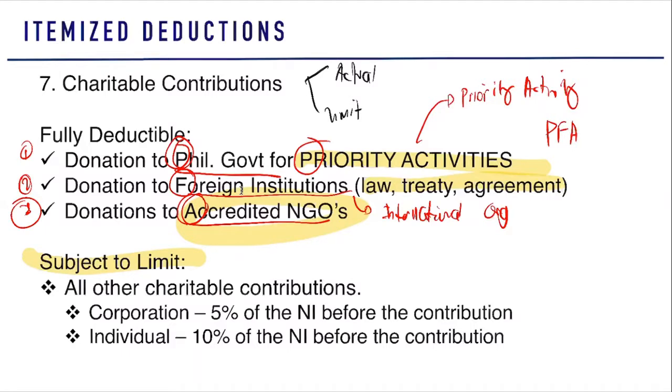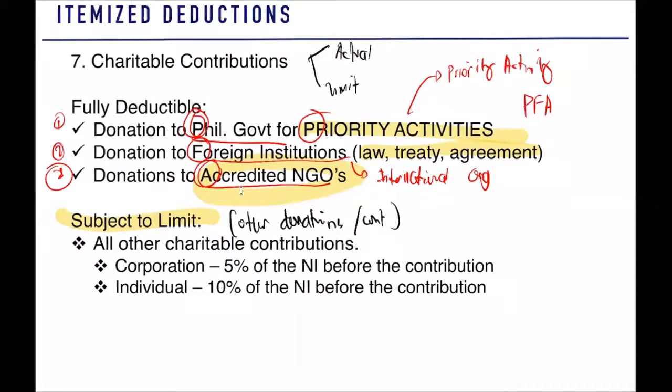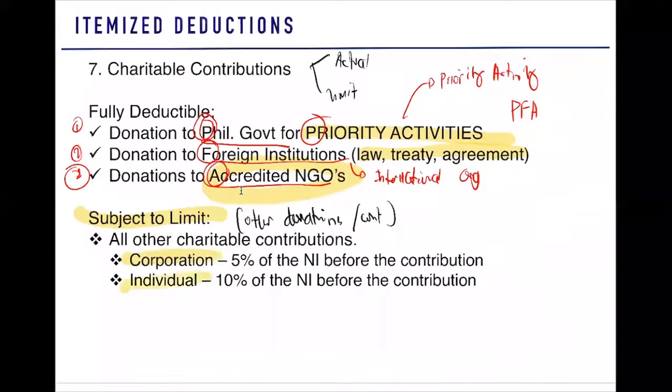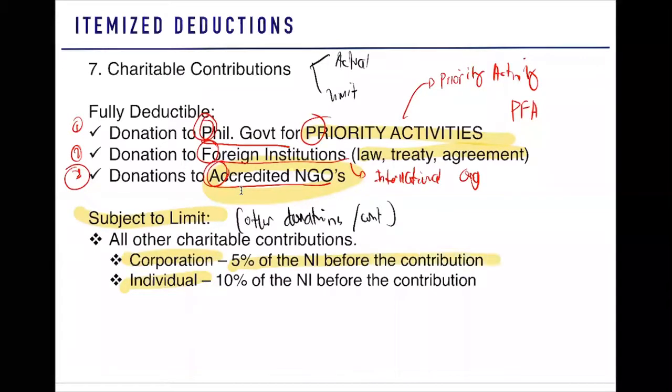Okay, so after knowing those contributions that can be deducted in full, what then are the deductions that are subject to limit? So all other donations or contributions are subject to limit. And what is the limit? We have here either corporation or individual. For corporation, 5% of net income before the contribution. Take note of the words used, before the contribution. And for individual, it is 10% of net income before the contribution.